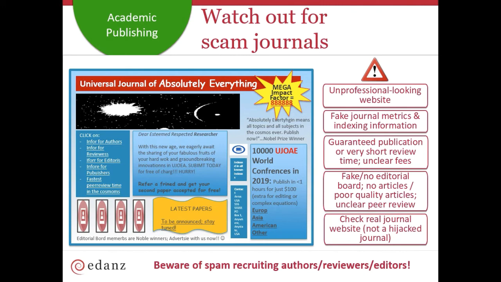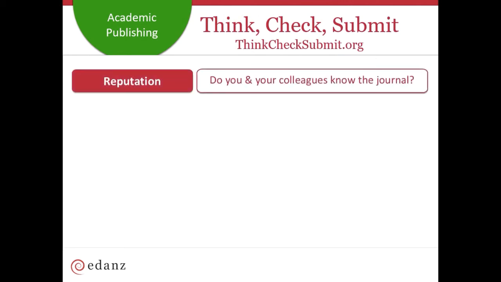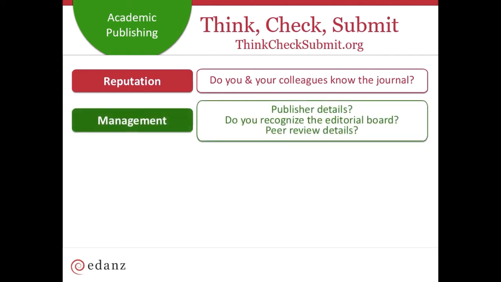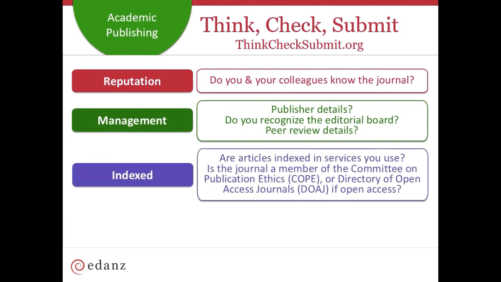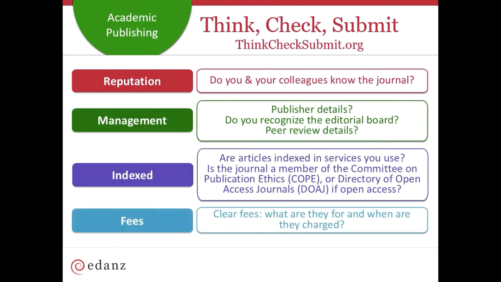The Think, Check, Submit website has a checklist of questions to help you find trusted journals, such as: do you and your colleagues know the journal? Are the publisher name and full contact details clear? Do you recognize the editorial board? And are the peer review processes clear? Is the journal indexed and a member of the Committee on Publication Ethics or the Directory of Open Access Journals? And are all fees clearly stated? There is also a website called Think, Check, Attend that has a checklist for conferences.